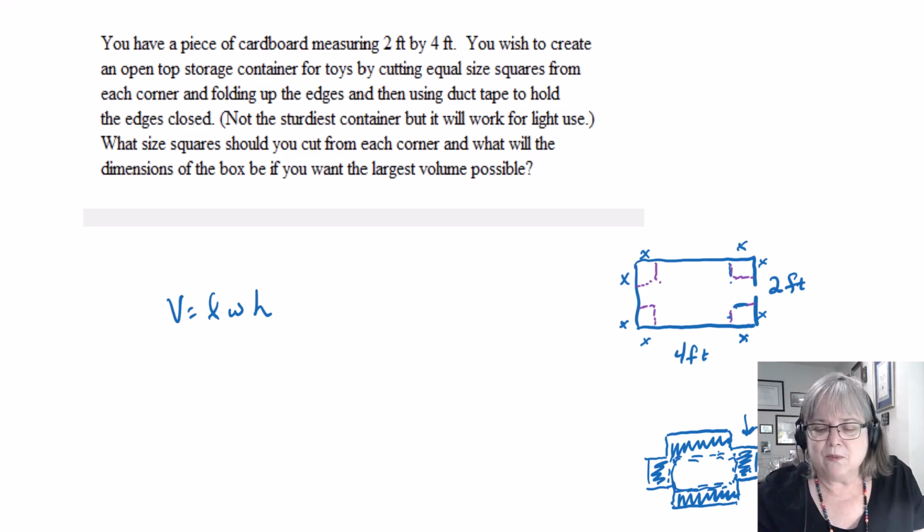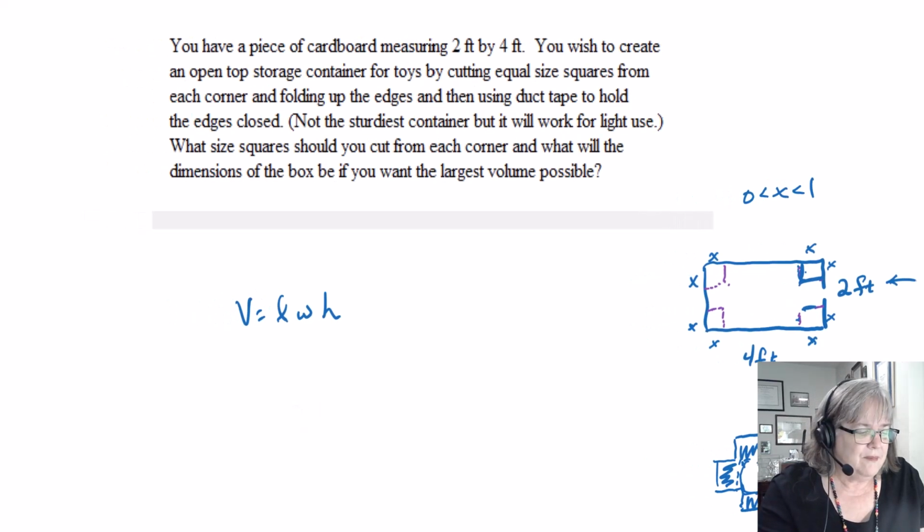All right. So how big can x possibly be? I guess they would meet in the middle if they were each 1, but that wouldn't give you a box. And it could be 0, but then you would just still have your flat piece of cardboard. So x is somewhere between 0 and 1 because of this. And we use 1 because if you used 4, half of 4 is 2, and you can't get a corner of 2 foot by 2 foot off of something that's only 2 foot long on its own.